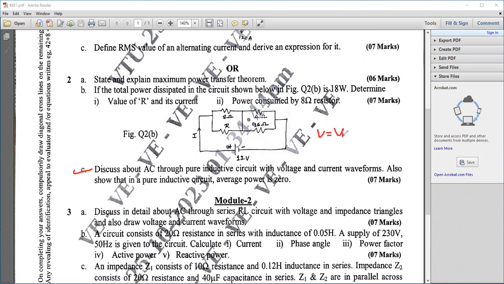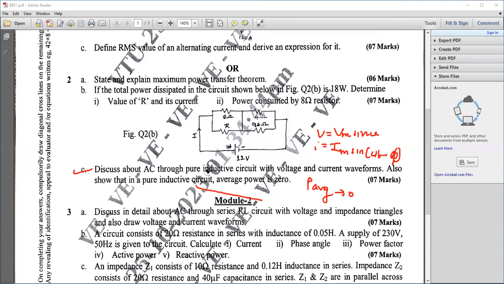V is equal to Vm sin omega t, where I is equal to Im sin omega t minus phi, where phi is equal to pi by 2 for ideal condition. Then here you have to prove the average power, P average is equal to 0. Use the integration. P average should be equal to 0. Okay. Those things you have to finish it off.